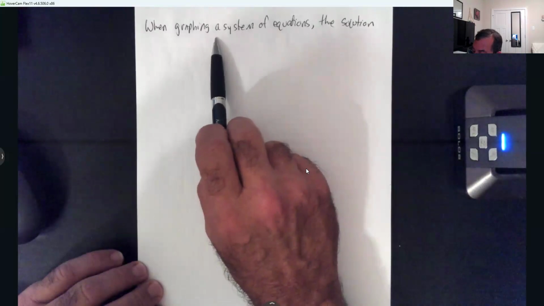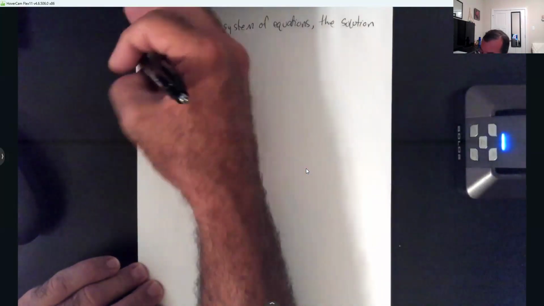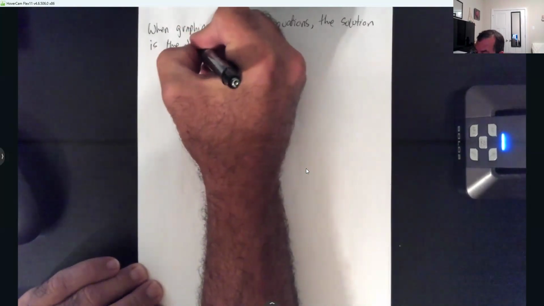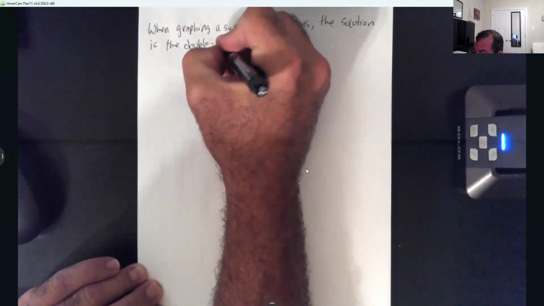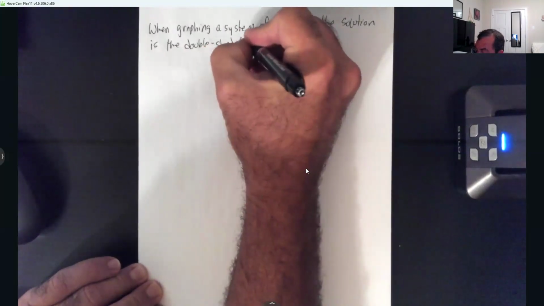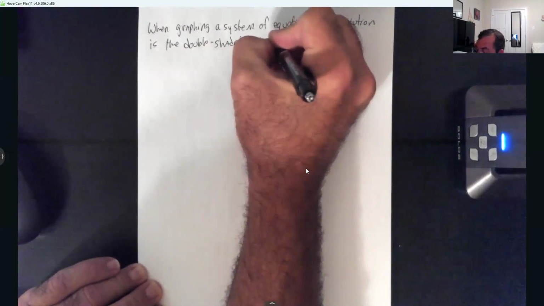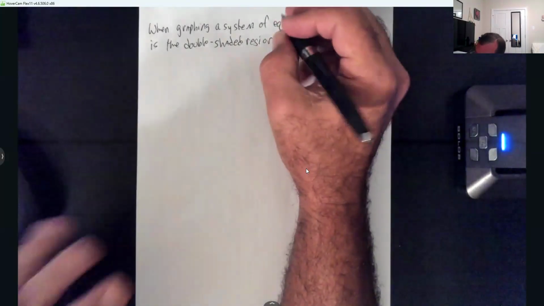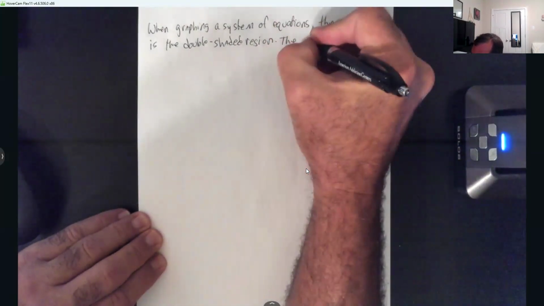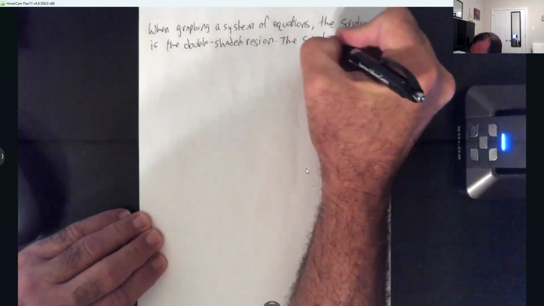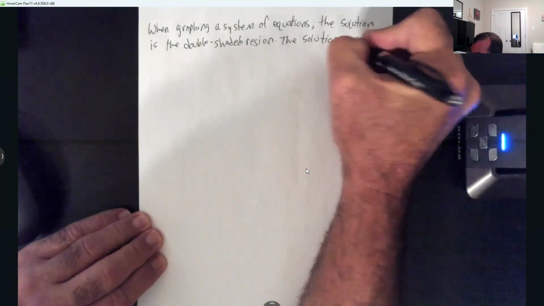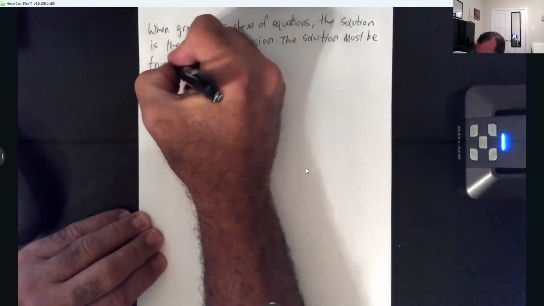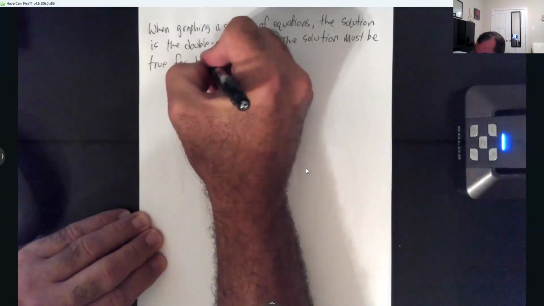So when graphing a system of equations, the solution is the double shaded region, because the solution has to make it true for both equations. So the solution must be true for both equations.